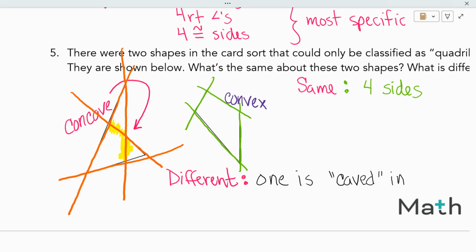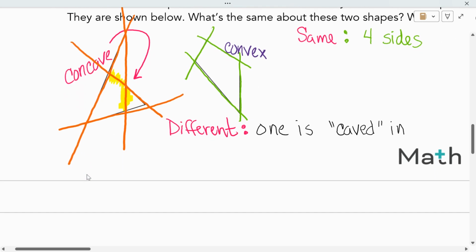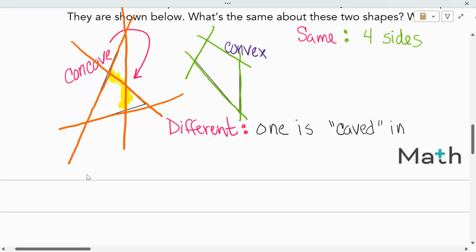Okay? Typically we can look at it and see, oh, that's caved in. But sometimes it's a little hard. Sometimes you might have to draw some extra lines to see what's really happening. Okay? Alrighty. We're going to draw a picture on the back. We're going to draw a fabulous picture on the back, a diagram, and then we're going to move on. Okay? Well, we're going to do number 1 on the back as well.